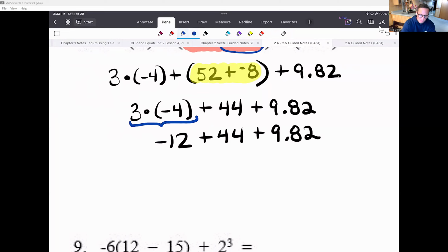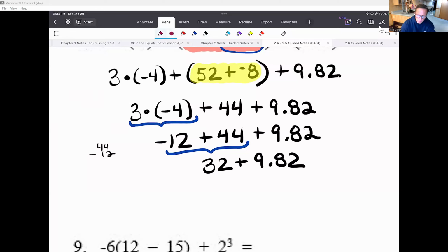Now just go left to right at this point. Right, so you got -12 plus 44. You're really going to subtract those because they have different signs. They have different signs, so we're going to do 44 minus 12, which is 32. And the positive has the higher absolute value, so we're going to put 32 plus 9.82, and then just add it up. So 32 plus 9, that's 41, right? So I'm just going to put 41.82, 41 and 82 hundredths.